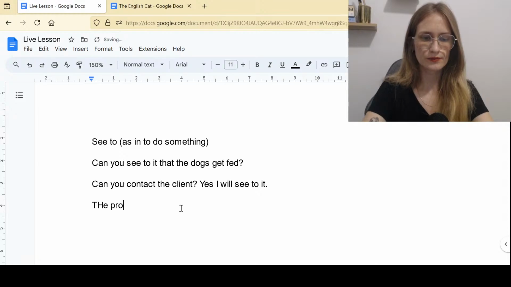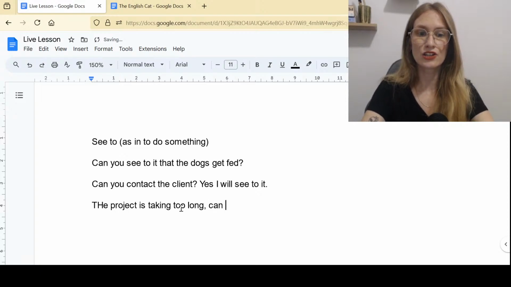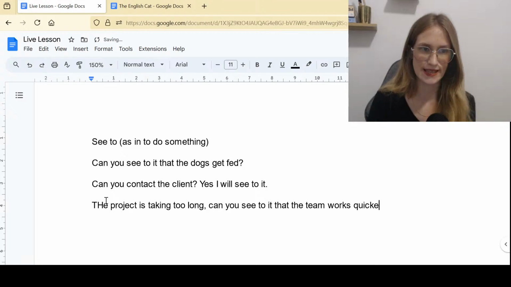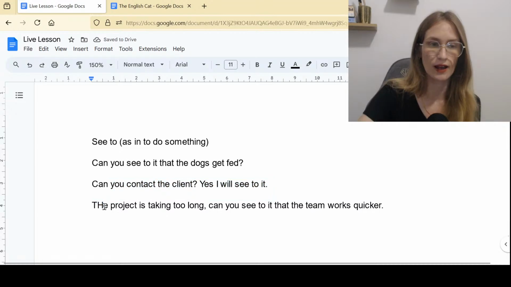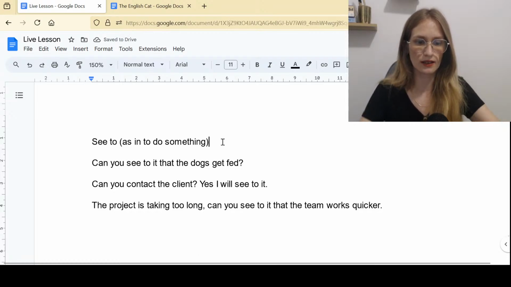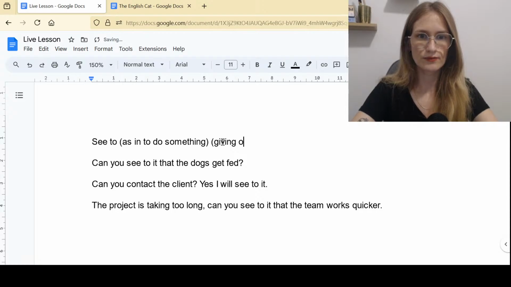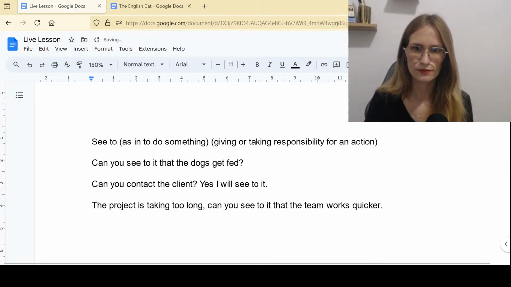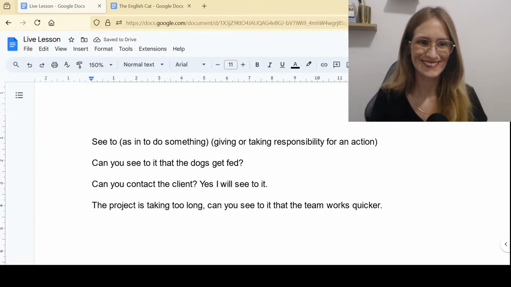The project is taking too long. Can you see to it that the team works quicker? So can you do this thing? Can you make sure this thing is organized? It's giving somebody else responsibility or it's taking responsibility. Giving or taking responsibility for an action. Okay?